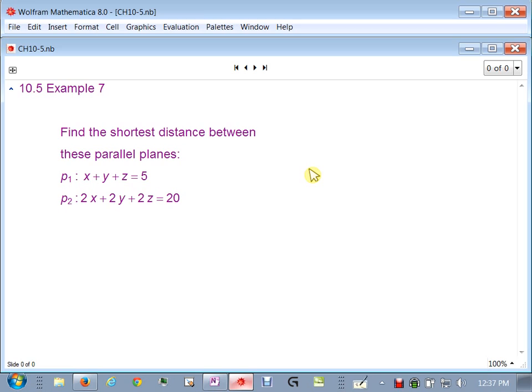Find the shortest distance between these two parallel planes. So now we have two parallel planes, right? These are parallel. Doesn't matter. The shortest distance between them. So if we have the roof and the floor, the shortest distance is just straight down, isn't it?